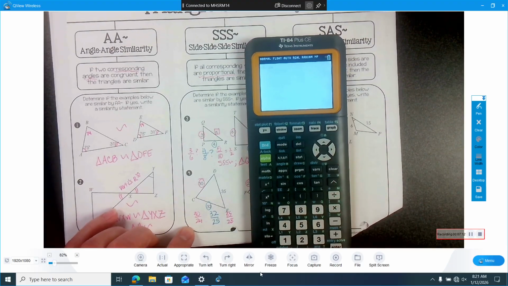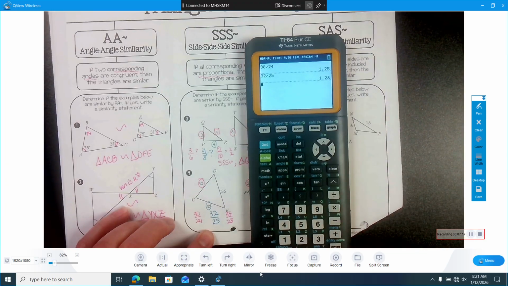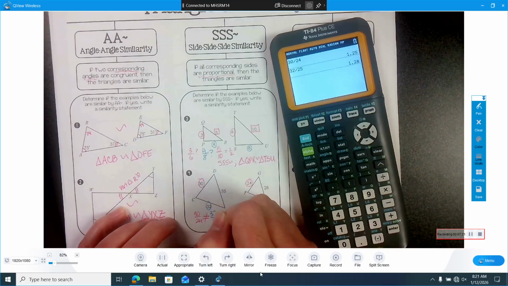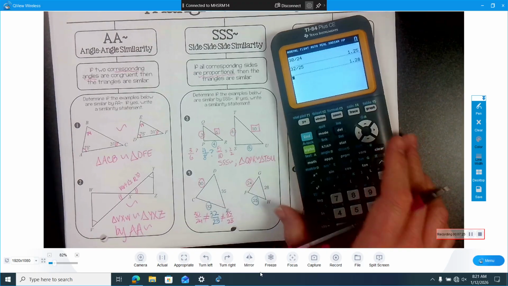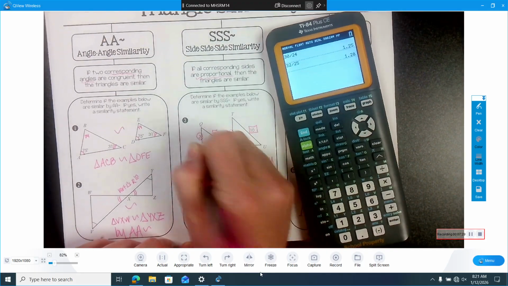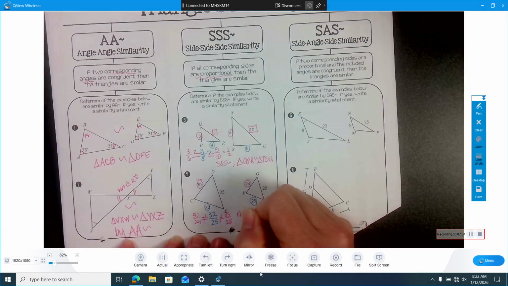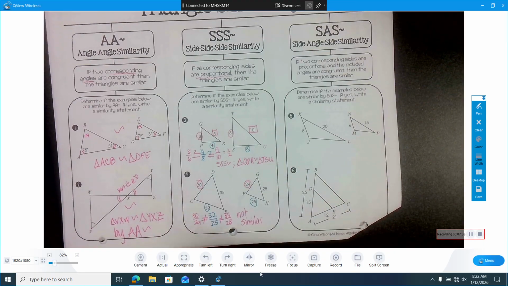30 divided by 24, that's 1.25. 32 divided by 25, oh, that's 1.28. So they are not equal to each other. And because they are not the same, all of these were equal. This one is not similar. Okay.